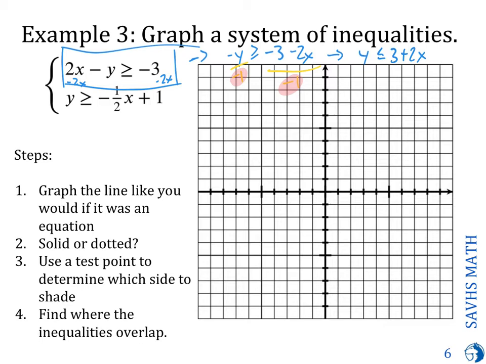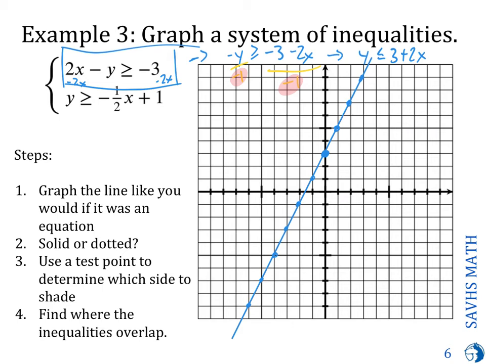Okay. Y-intercept is 3, slope is 2. This one is going to be a solid line because it's or equal to. So I can connect those like this. Make sure to extend that line all the way across as far as you can, like that.